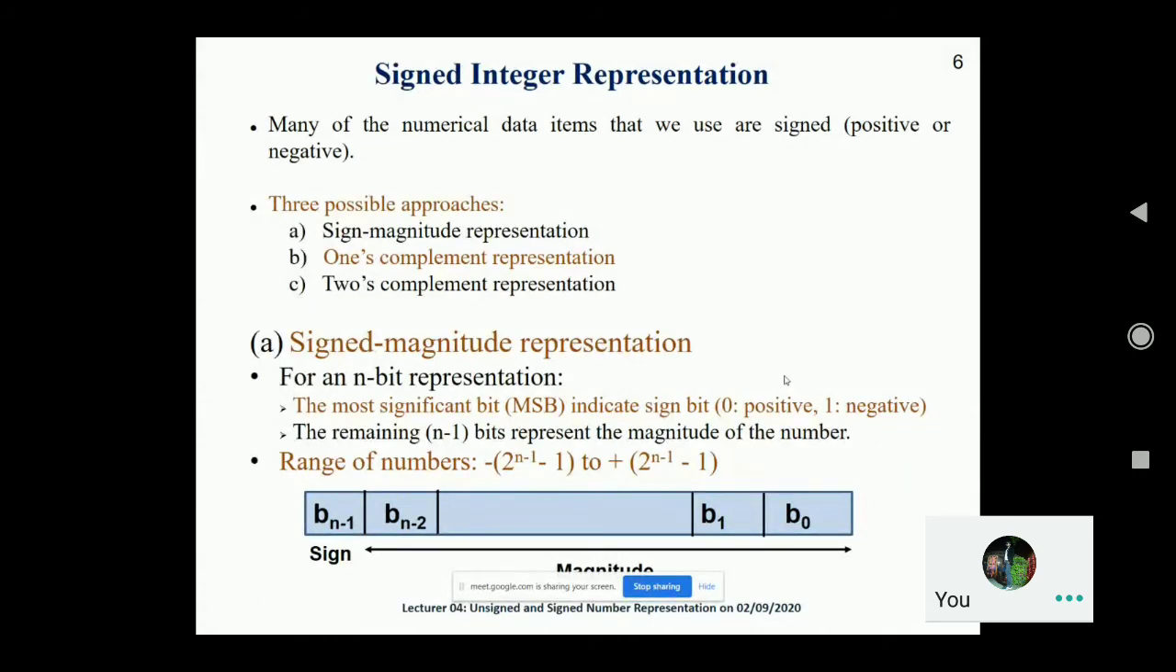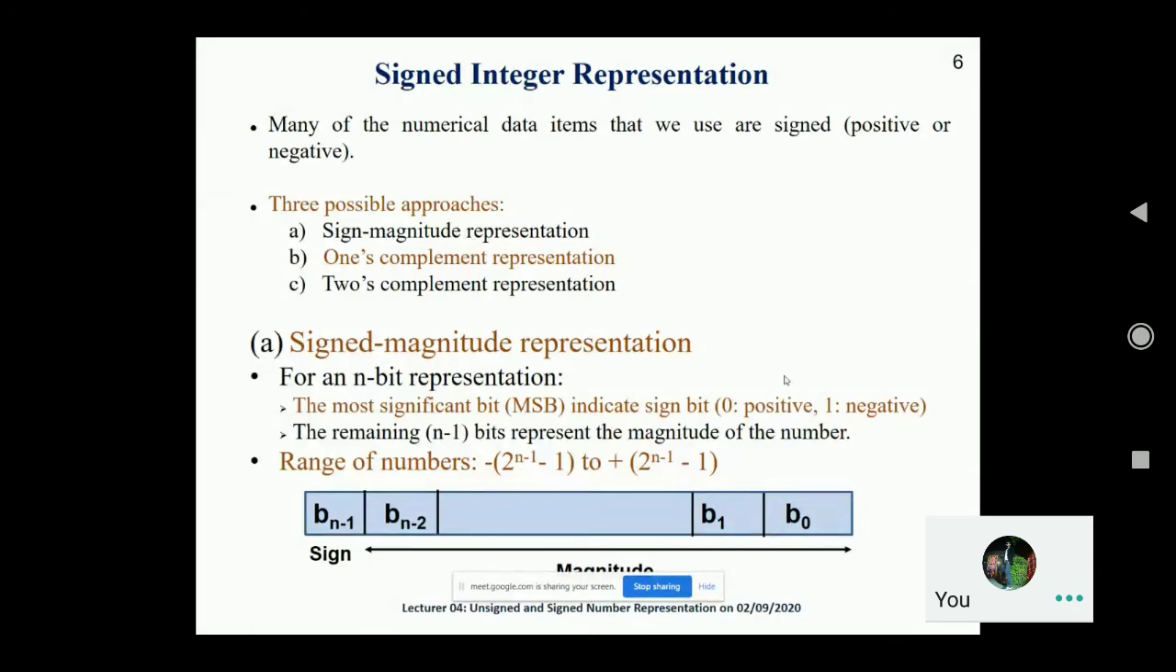When the sign bit is 0, then automatically we understand that it is positive. And when it is 1, it is negative. Because in the MSB we are considering only one bit, how many bits are remaining? n minus 1 bits are remaining. So all the n minus 1 bits represent the magnitude of the number. The range of the number is minus 2 to the power n minus 1 to plus 2 to the power n minus 1. That particular part we have already discussed in the previous slide.